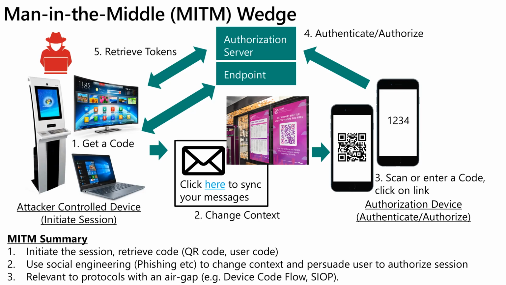So in summary, the attacker can initiate the session, retrieve this code, and use social engineering. There are a couple of these protocols that have air gaps: the device code flow, SIOP, the Self-Issued OpenID Provider, and maybe even CIBA. We should certainly look at all of these.